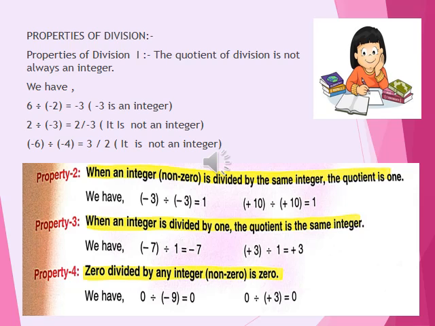See the third question. Minus 6 divided by minus 4. The negative sign gets cancelled, so the answer is positive. And the answer is what? 3 by 2. Again, it is not an integer.